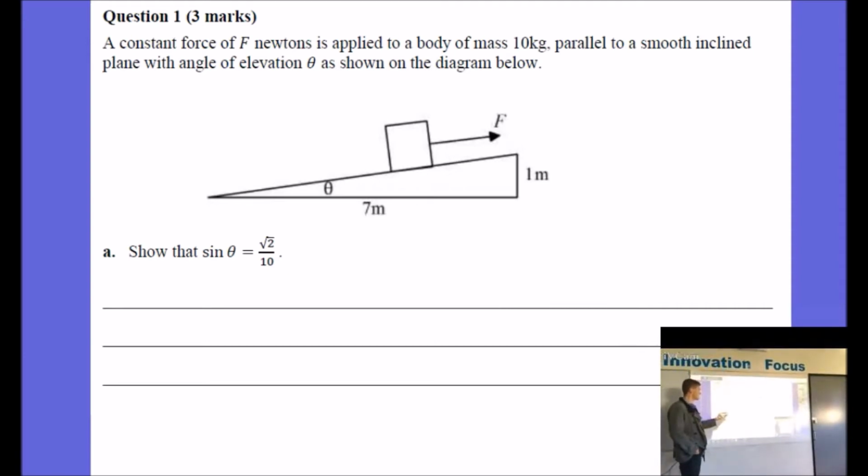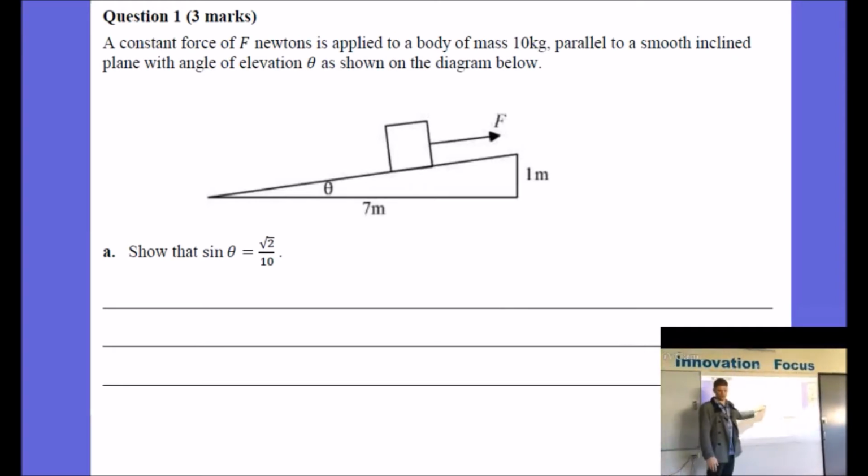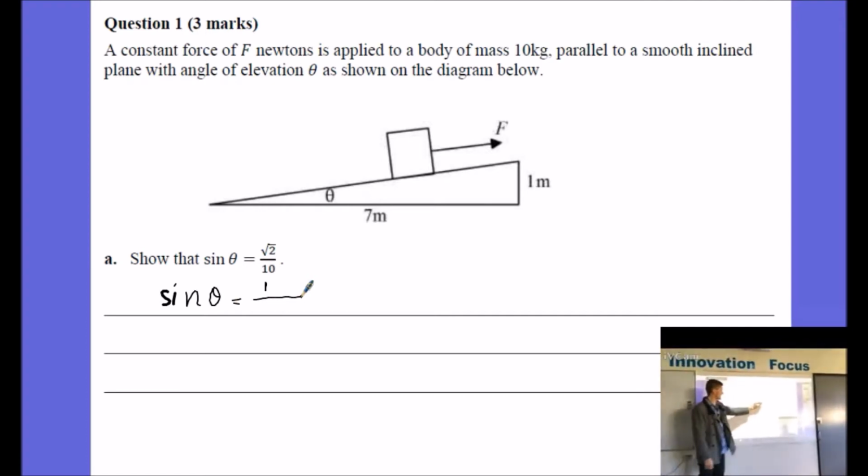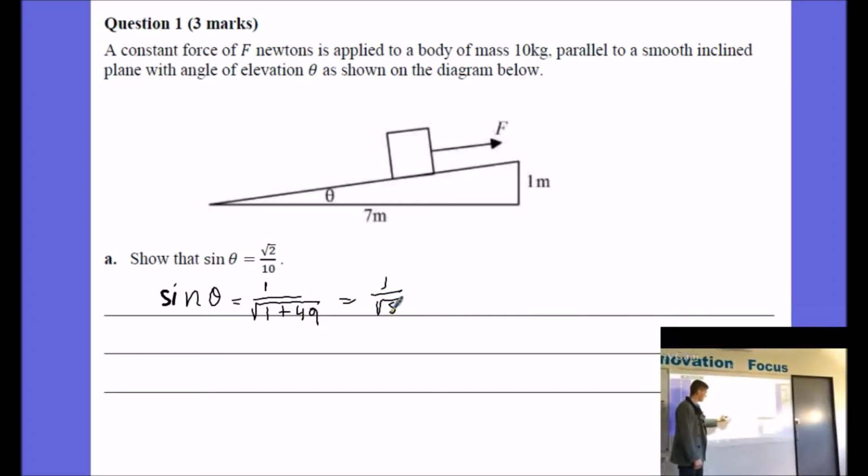We can see that the sine of an angle is equal to some ratio, maybe the opposite divided by the hypotenuse. So let's look at our diagram. The sine of the angle is the opposite side divided by the hypotenuse. The hypotenuse is the length of the incline, so we can use Pythagoras' theorem: 1 squared plus the adjacent side squared, which is 49. So we get 1 over the square root of 50, and we rationalize it.